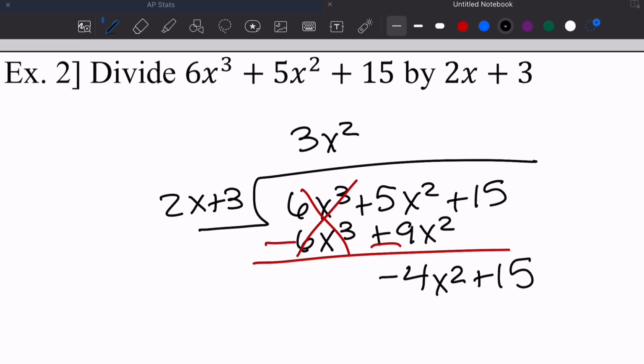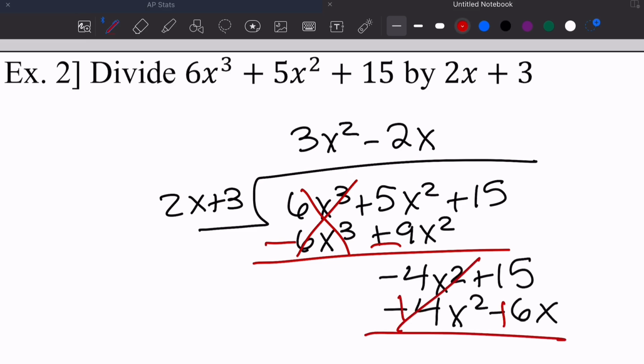Then I have to do, what can I multiply 2x by to get negative 4x squared? Well, I can multiply that by a negative 2x. So I get negative 4x squared minus 6x. Change the signs to positive. The x squareds cancel. And then notice I have 6x and 15. Well, they're not like terms, so I'm just going to write this 6x plus 15.